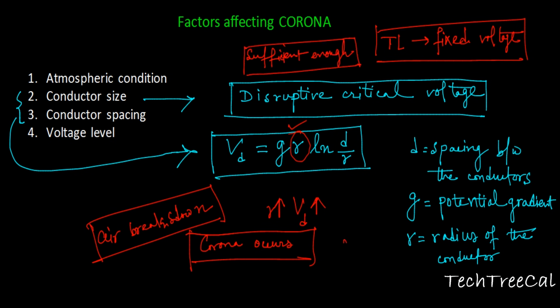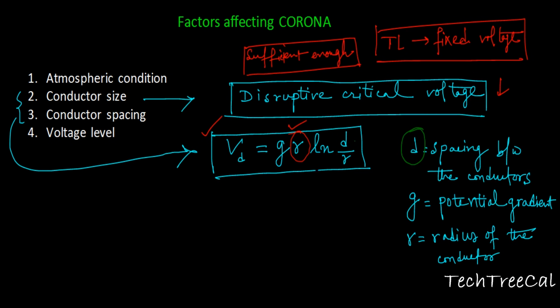Similarly, if you are decreasing the radius or size of the conductor, then VD is decreasing, because VD is proportional to R according to this equation. So if conductor size decreases, then corona formation would be easier as the critical disruptive voltage is decreasing. Clear? Now the spacing is your D. If you are increasing D, the same thing is applicable here also. The same explanation is applicable for your VD and D situation. So conductor size and conductor spacing are two prime factors which affect corona.